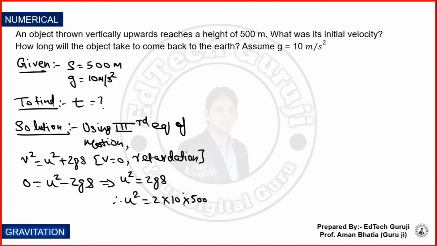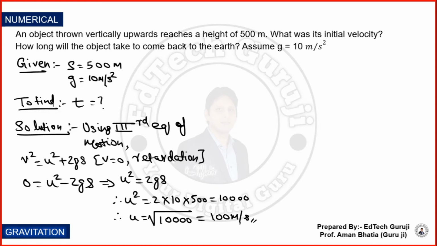We put all the values in. So this becomes 2 into 500 into 10 is 10,000. 10,000 means 10 raised to 4. So therefore u is equal to square root of 10,000. What will be the square root of 10 raised to 4? 10 raised to 2. That means 100 meter per second. So this is, guys, my initial velocity.